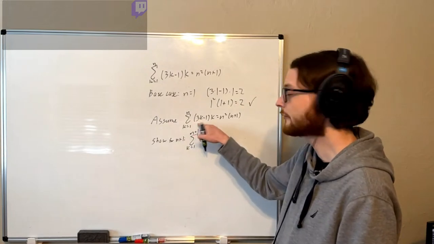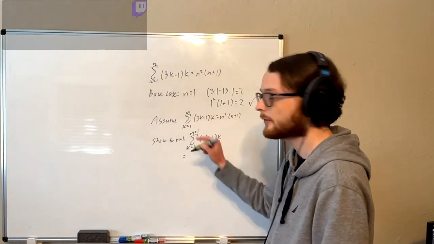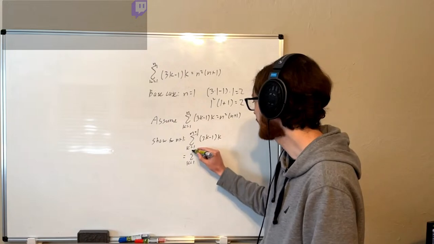So I took this original statement and I made it n plus 1 instead of n. And so let's break out the n plus 1 term, keep the rest of the sum intact.